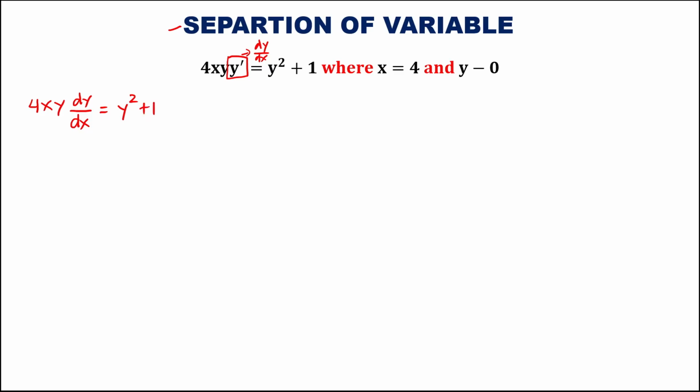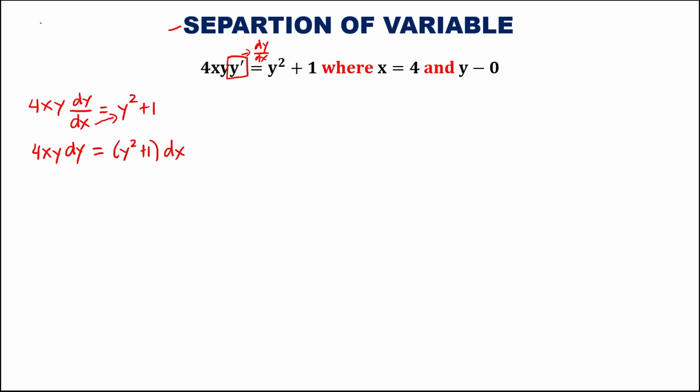Then we need to do the cross multiplication. So multiply dx to this side. So this becomes 4xy, then the dy, then equals y squared plus 1, then times the dx. Then we can apply now the separation of variables.